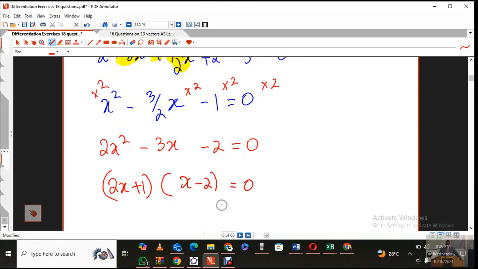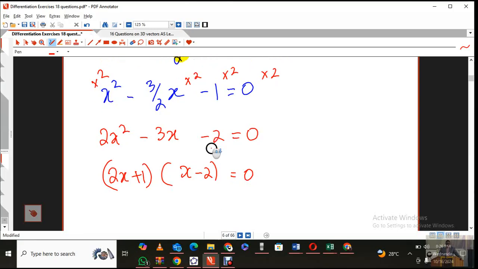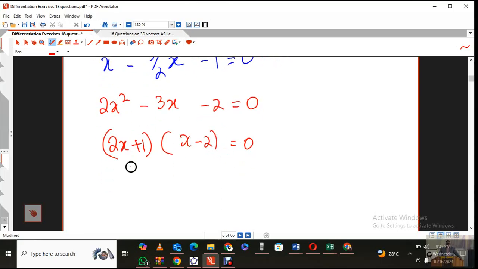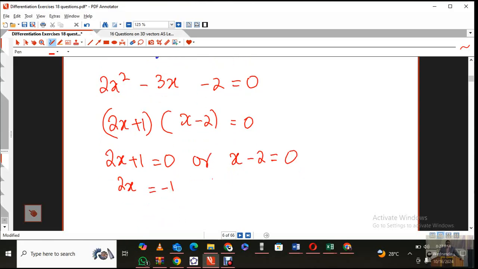And this, you can use the formula, but it's just too much work. Let each bracket equal 0, because naturally if you multiply two things and they give you a product of 0, it implies that one or the other is equal to 0. So here you're going to have 2x is equal to negative 1. Let's finish this one, for example. Then x is equal to negative a half, or x is equal to 2.